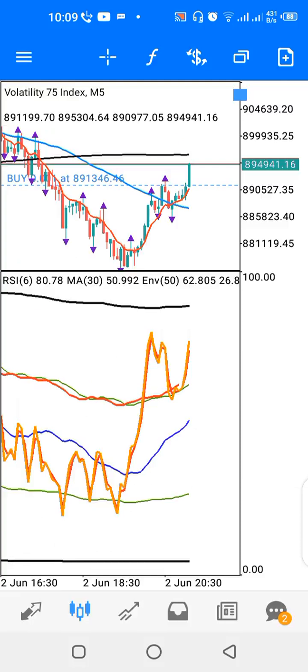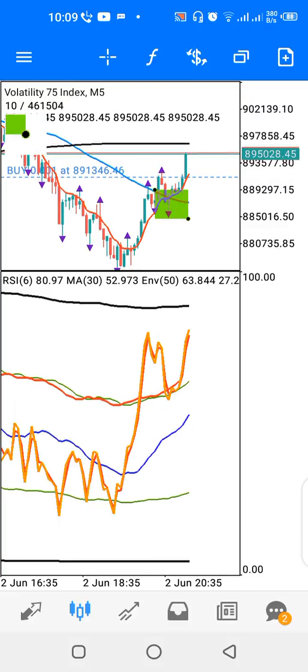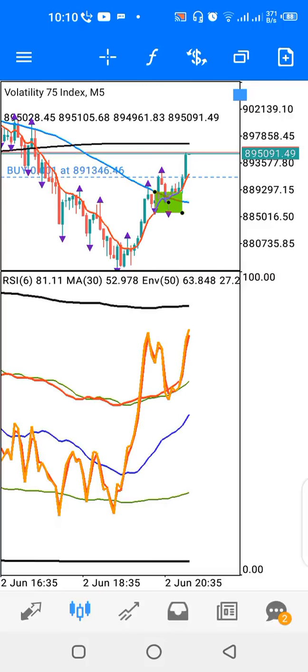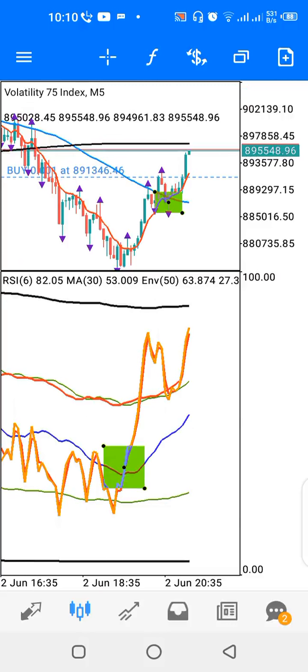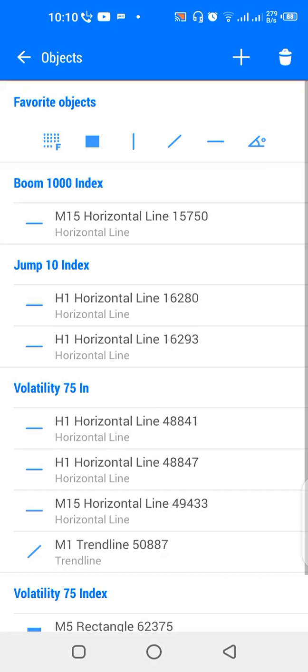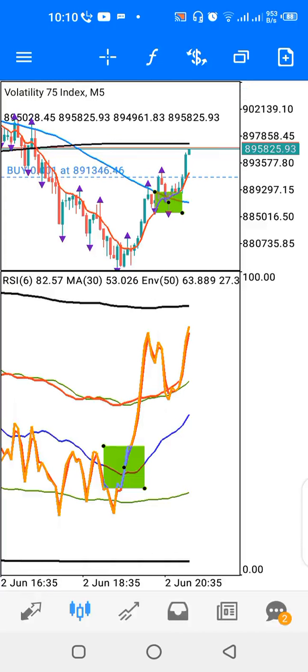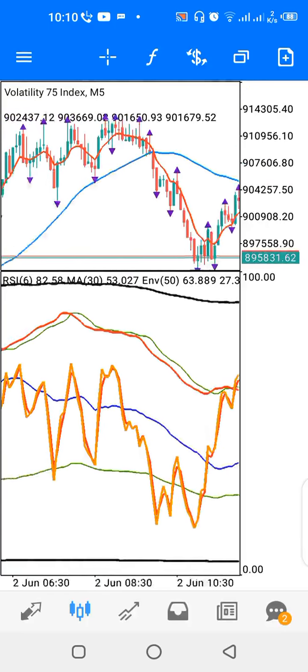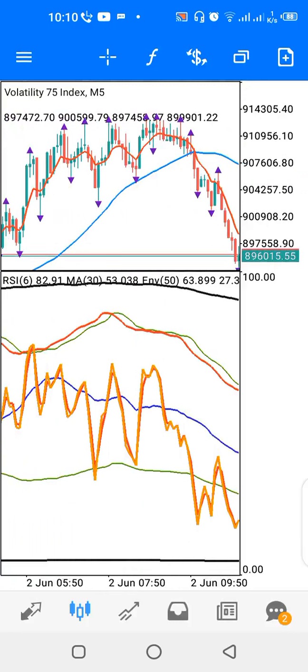The reason why I entered this trade here is because this red line just crossed this blue line, and the red and the orange lines crossed above here, and I have a retest and a bounce around here. Okay. So how does this strategy work? Let's look at the way it works.